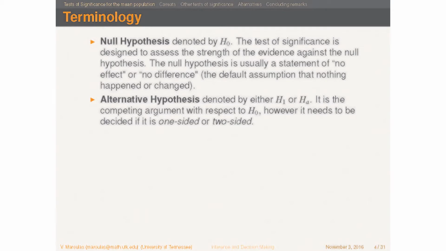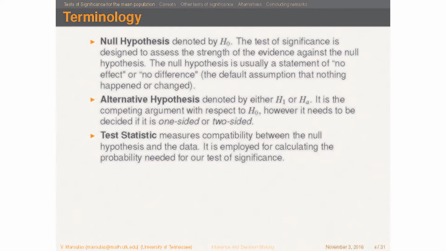Then of course you have the competing argument, which is the alternative hypothesis. And in this talk I will denote it by H1, or sometimes you will see it H of A. Sometimes I may be inconsistent. But this is the notation across all books. What is important here is to decide if your alternative hypothesis is going to be one-sided or two-sided, and then we'll see why that's important.